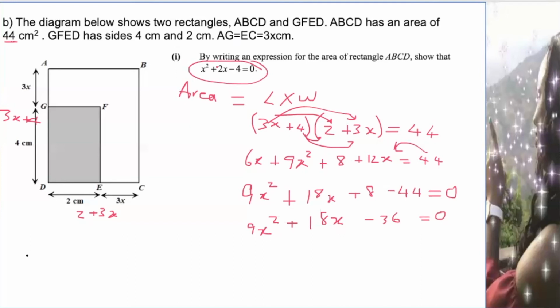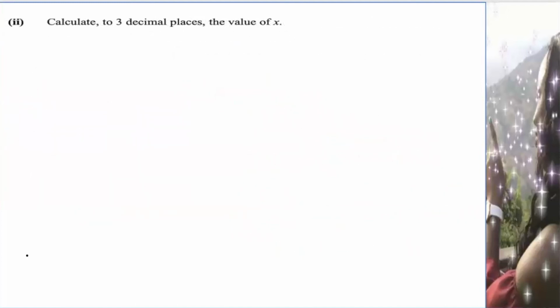Now remember, we're trying to show that it's equal to x squared plus 2x minus 4 equals 0. There's no 9. So I need to get rid of the 9 in front of the x squared. So I'll divide the entire equation by 9. 9 into 9 goes 1 time. 9 into 18 goes 2 times, so I'll have a 2x. 9 into 36, that goes 4 times. And 0 divided by 9 is 0. So here we have shown it's the same thing, so we have proven this.